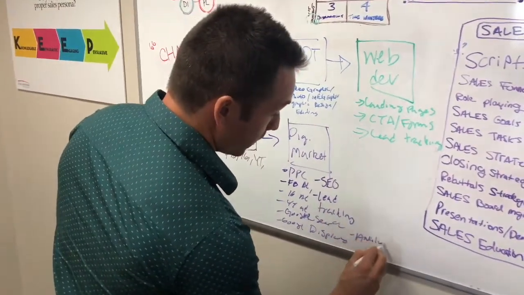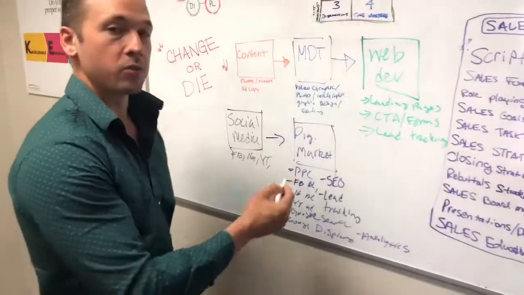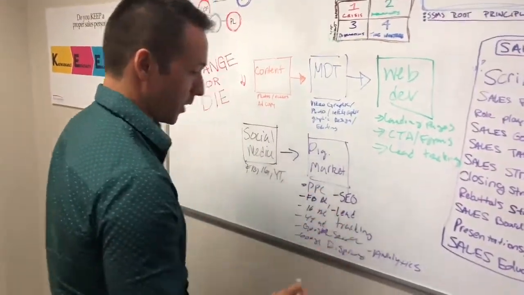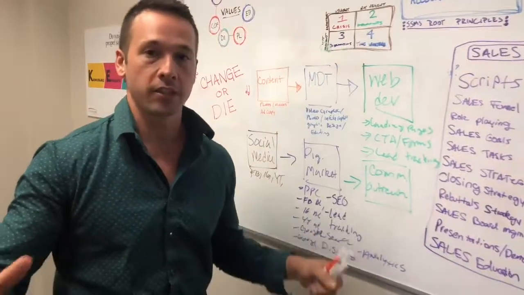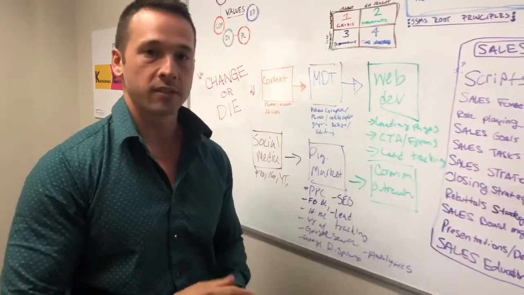So there's a lot of work to be done in this digital marketing side. A lot of people get confused on what digital marketing actually is. This is digital marketing. Then we go into community outreach, actually reaching out to your community physically. That's what we consider community outreach.